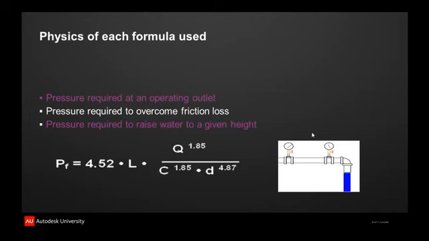And this is known as the Hazen and Williams friction loss formula. I've got just an indication of the apparatus that we would use, shown here to the right.